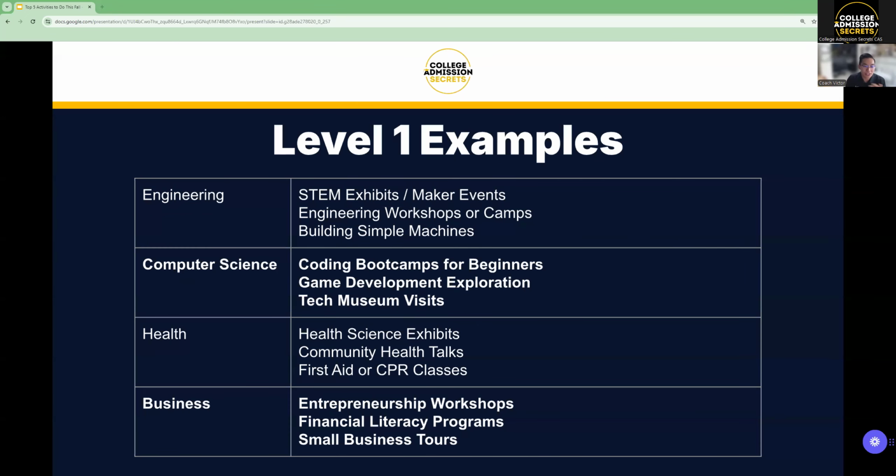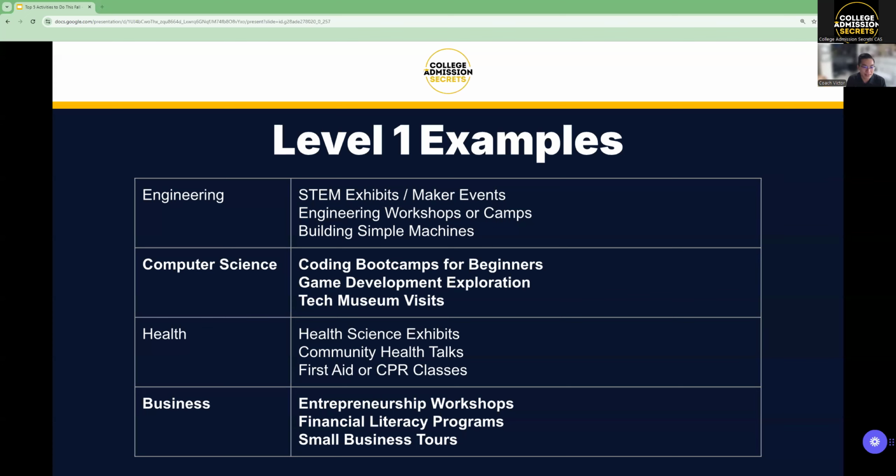If you are considering engineering, right, one of the things that you can go to is STEM exhibits or maker events, and just trying to find any local events where that might be available. Engineering workshops or camps, and also building simple machines. These things can also happen at home. It doesn't necessarily need to happen at a particular event. You can create this at home. I know there are engineering exposure boxes or kits that you can order and they ship it once every month. I forgot what it's called. But I've seen a lot of parents expose their students to engineering by purchasing those kits, and that allows them to start building something. Even Legos, for example, is a way of exposure as well.